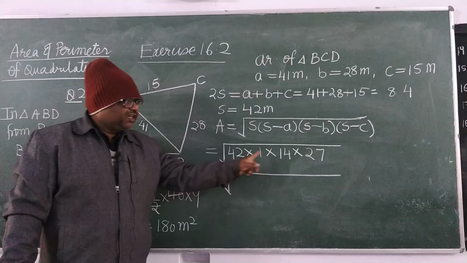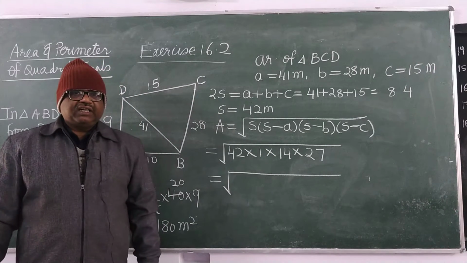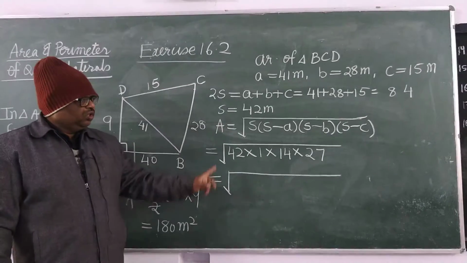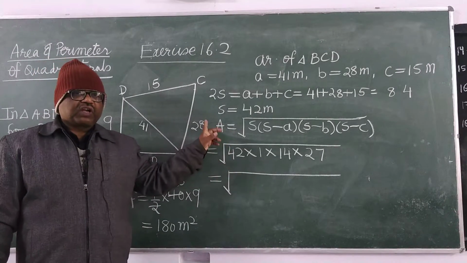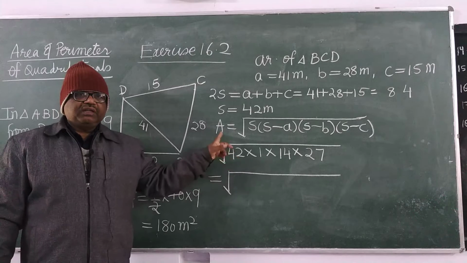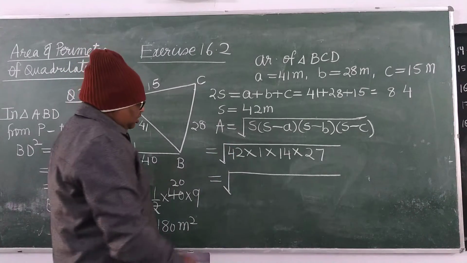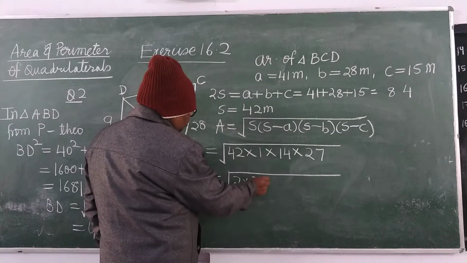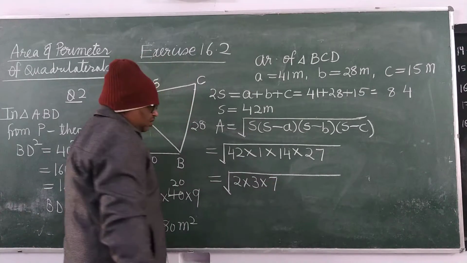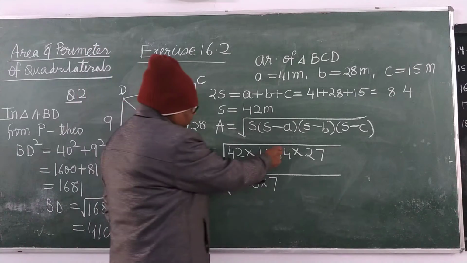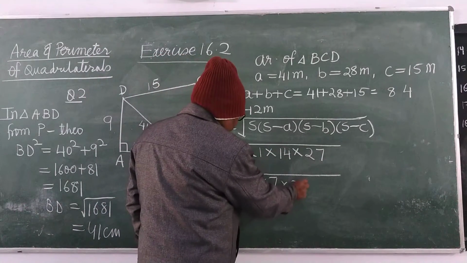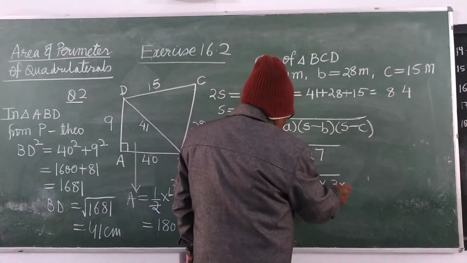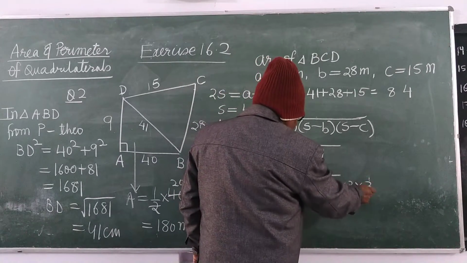In place of finding the product of these and then finding the square root by the division method, what will you do? You prime factorize them into prime numbers. So, see here, what will be the factors of this? This is 2 into 3 into 7. Then factors of 14, 2 into 7. Then factors of 3, 3 into 3 into 3.